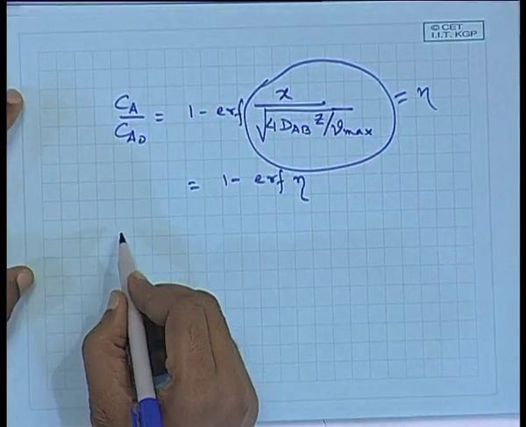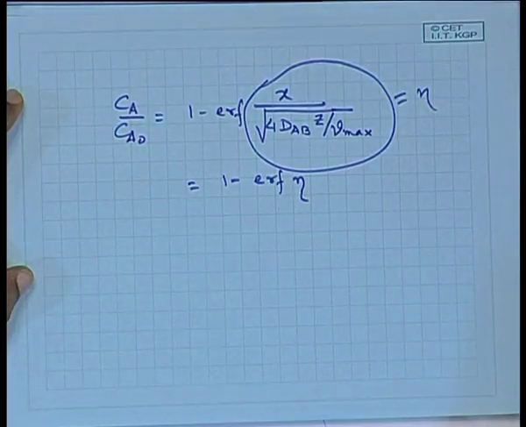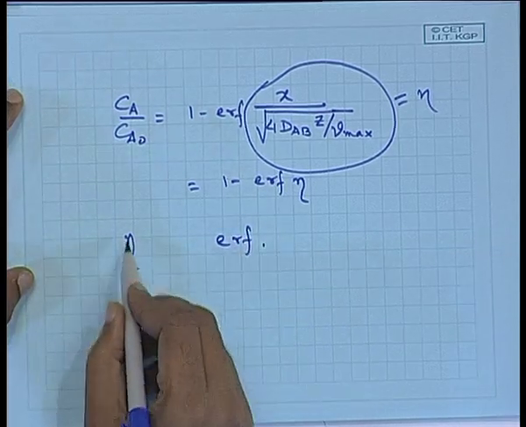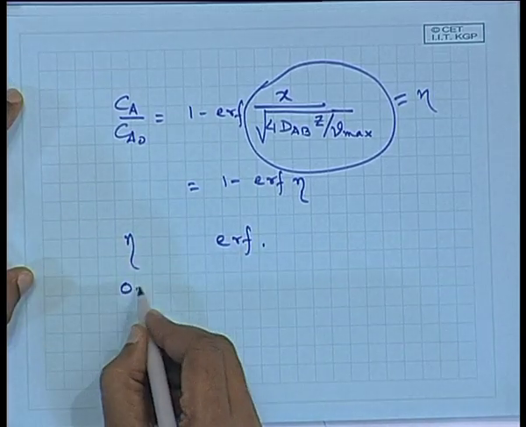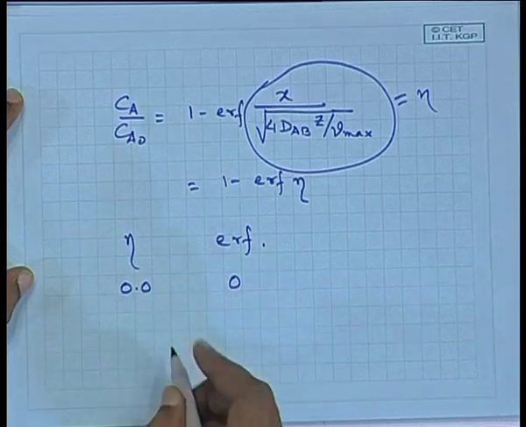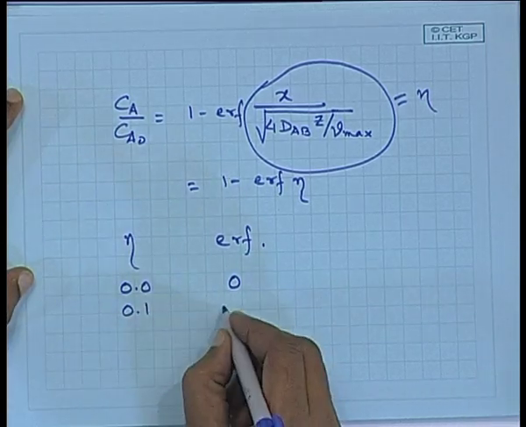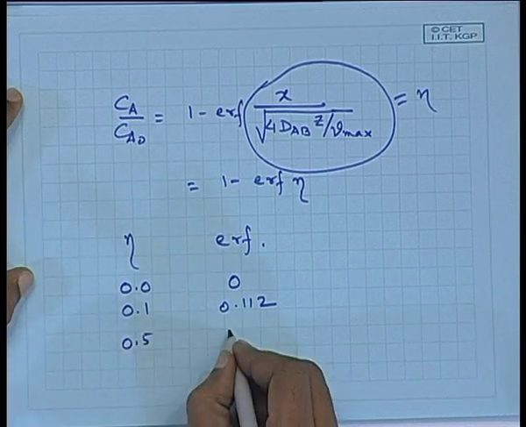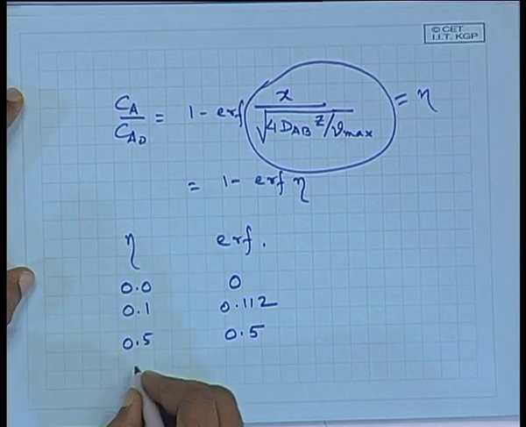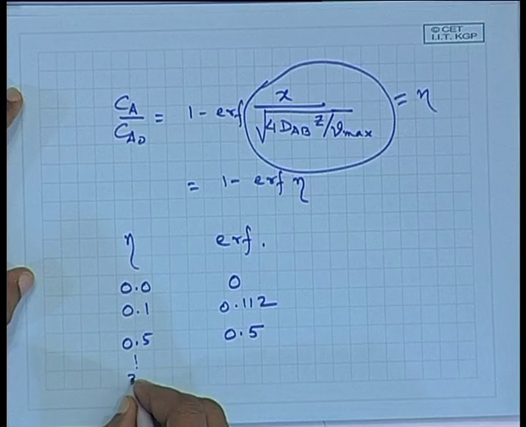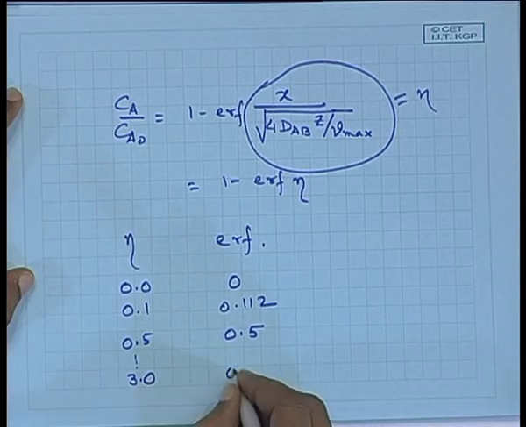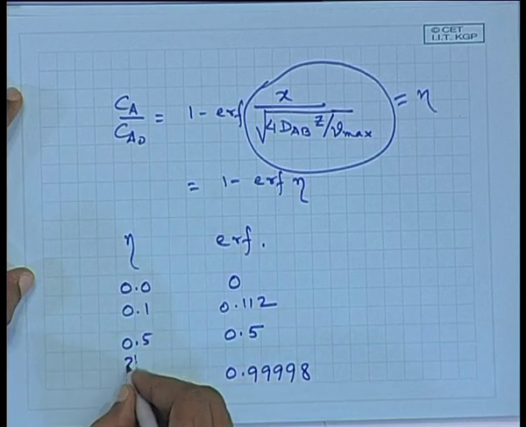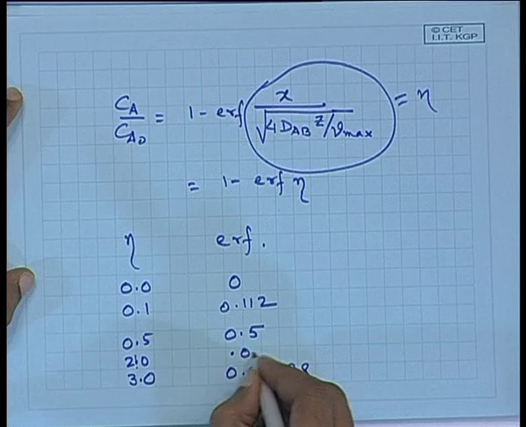No. Okay, so I will just give you, it's available in tabular form in any book. This is for eta and error function. If eta is 0, error function is also 0. If it is 0.1, this is 0.112. If it is 0.5, this is about 0.5. And when eta goes to 3, this is about 0.999998, and if it's 2, it's three nines.